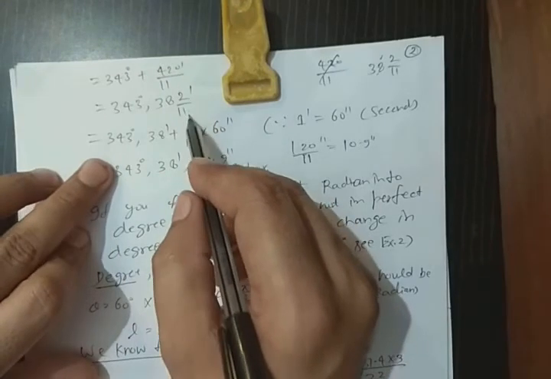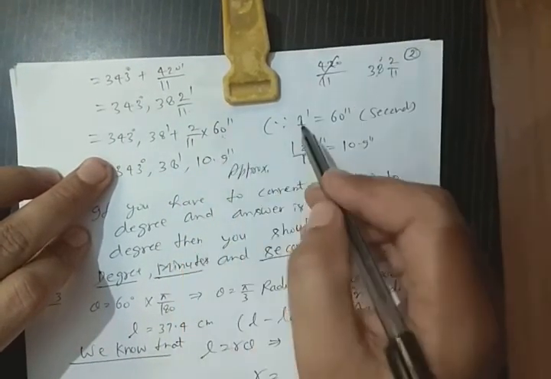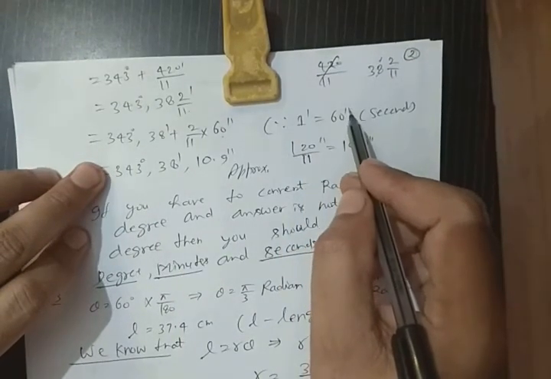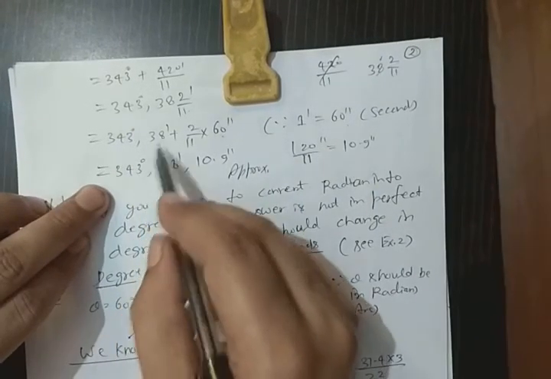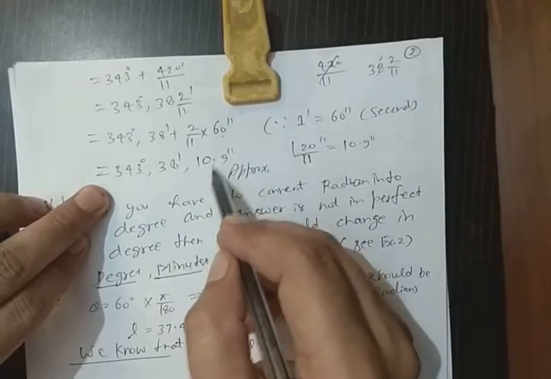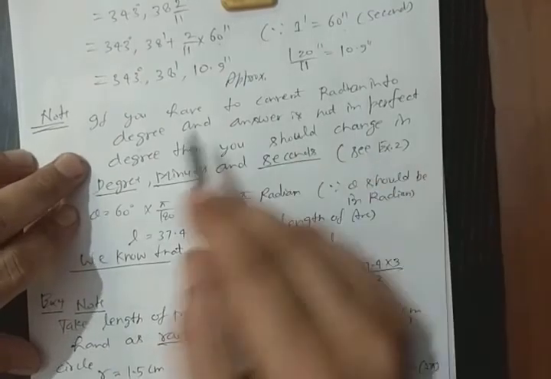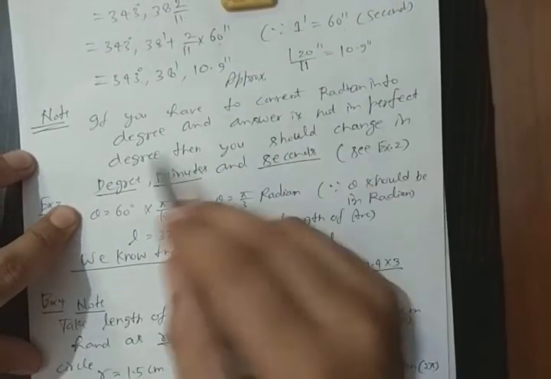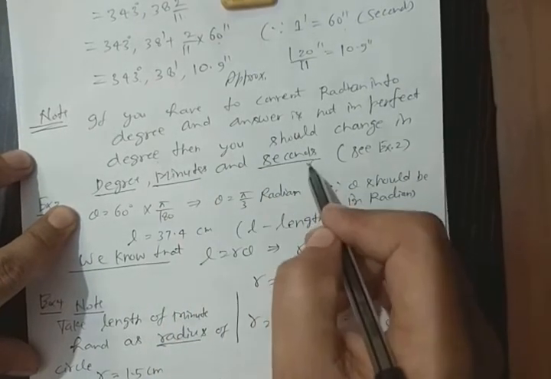Again the fraction 2 upon 11 is converted into seconds, so we multiply it by 60, since 1 minute is equal to 60 seconds. Double dash is the sign of second, single dash is the sign of minute. So 343 degrees 38 minutes and 2 upon 11 into 60 becomes approximately 10.9 seconds. So if you have to convert radians into degrees, and the answer is not a perfect degree, then you should change it into degrees, minutes and seconds. ये ध्यान रखना हमेशा.